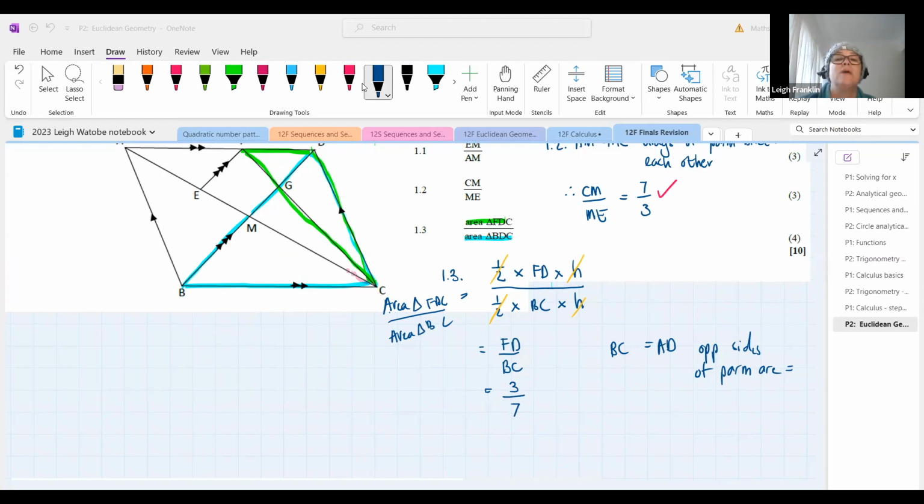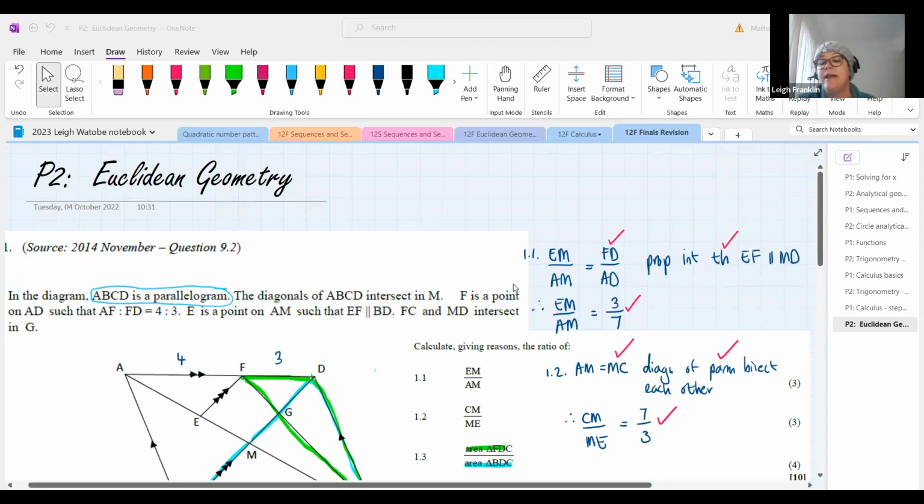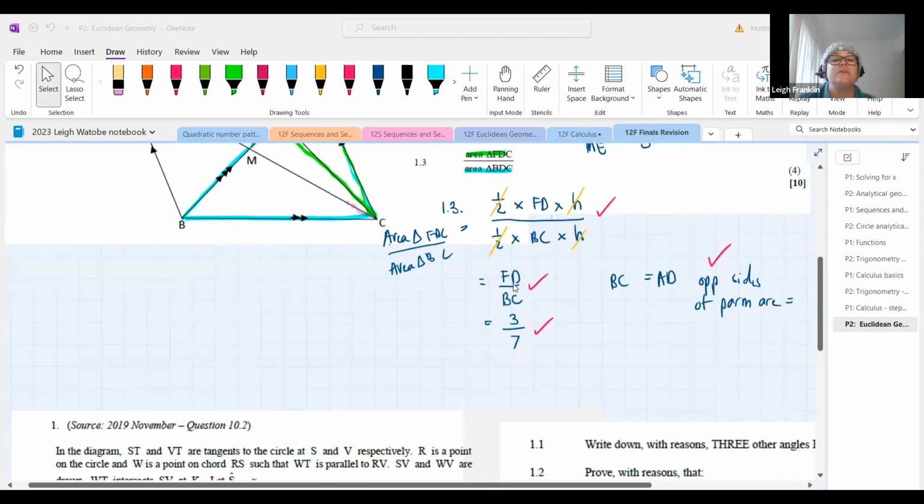All right, well done. Okay, so here there would have to be a mark for the opposite sides of the parallelogram are equal. There has to be a mark on our answer. There has to be a mark for using half base times height and for getting our FD over BC. Is everybody happy with that? Yes, good. All right, lovely, well done. Okay, let's move on to the next question.